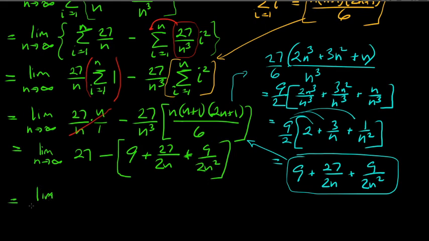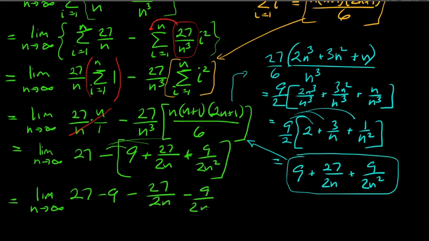So now we're almost done, right? We still have to take the limit, but notice that in the previous two steps, I got rid of the sum because I added them, right? I took the sum. So this is the total sum. Now we can take the limit as n goes to infinity. And we'll distribute the negative here, right? This is going to be 27 minus 9 minus 27 over 2n, and then minus 9 over 2n squared.